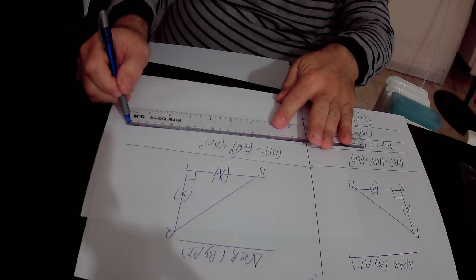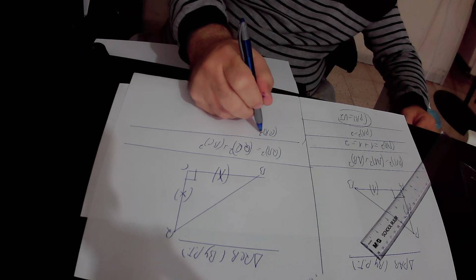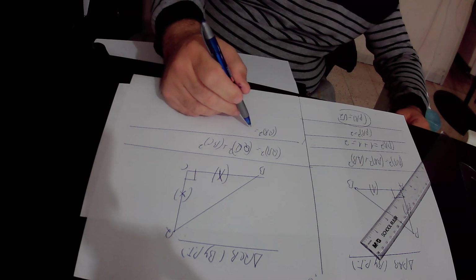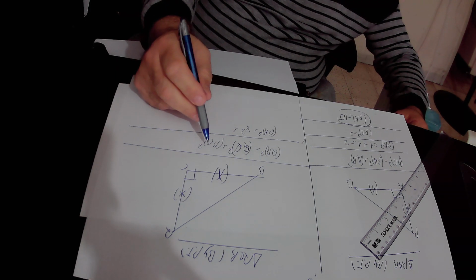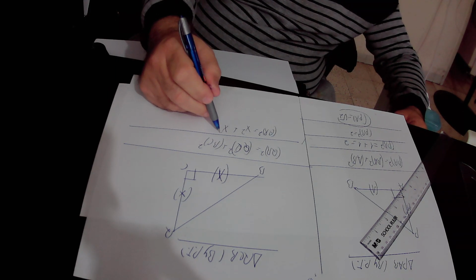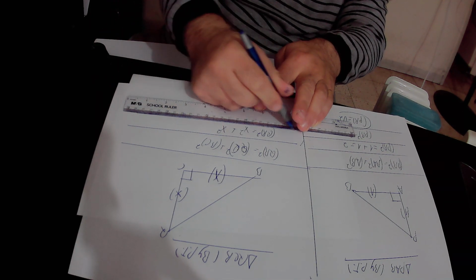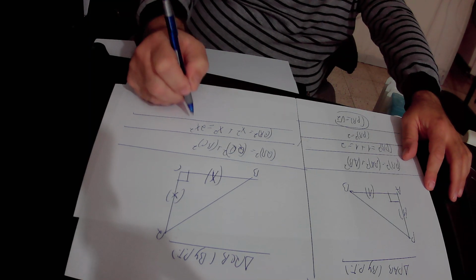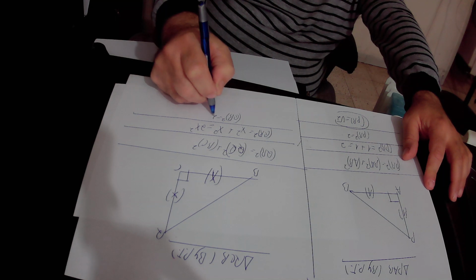So QB squared equals QC squared. QC is x, therefore QC squared is x squared, plus BC squared. BC is also x, therefore BC squared is x squared. So in total, QB squared equals x squared plus x squared, that is 2x squared. QB squared equals 2x squared.